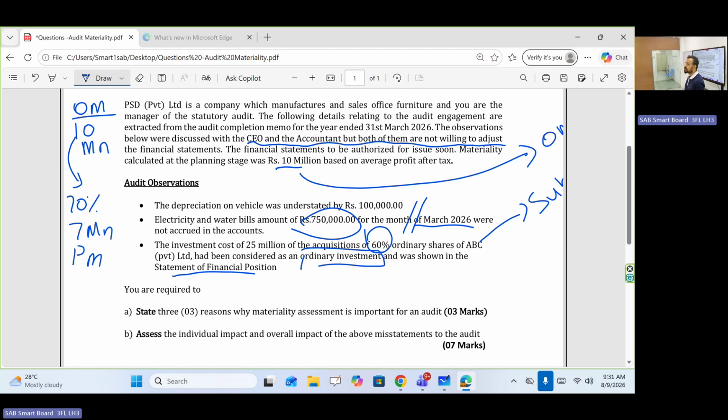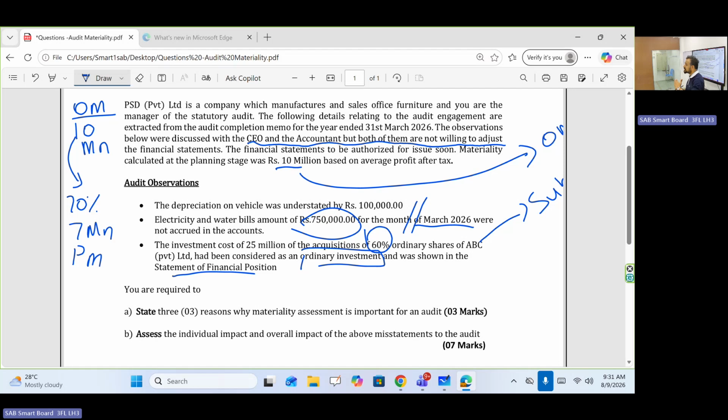So the first one, how should you write it? If you take that transaction alone, it's not material, no issue. Now you move on to the second one. The second misstatement is 5 million. Then 5 million plus 8 million, the cumulative impact, is more than performance materiality. So now you have to rectify. If they don't rectify, then it will lead to a modification.